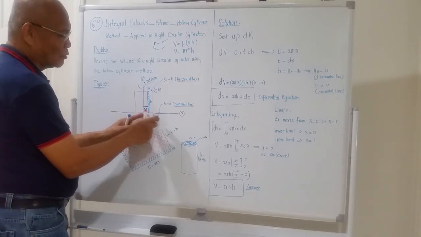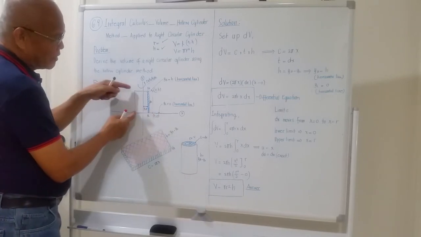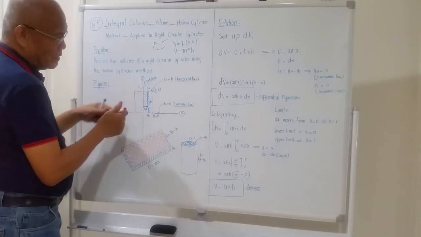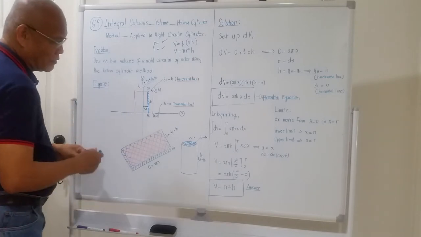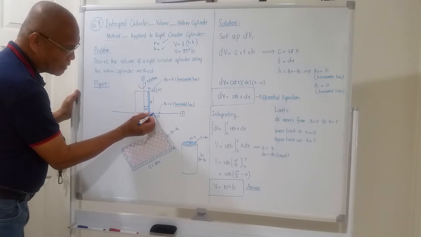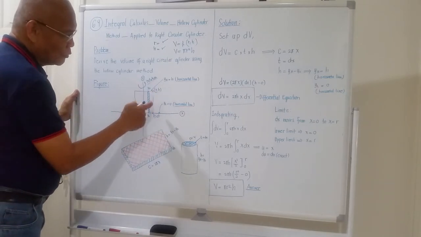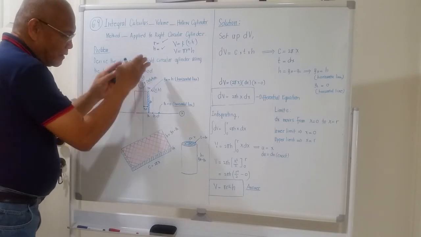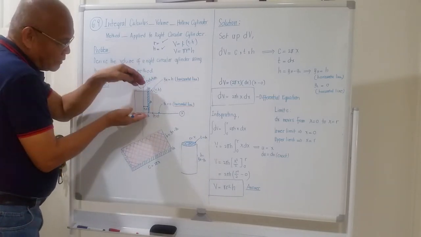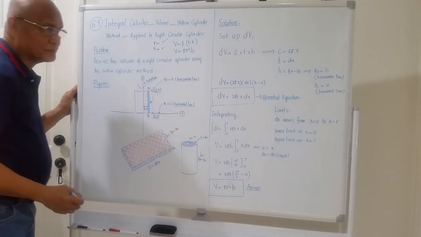This length here is the radius of the right circular cylinder, and this height here is the height. So if we place the coordinates of the corners of the cylinder, this should be R, 0. The top portion will be R and H. The abscissa is R, the ordinate is H. So this is R and H, and this is R and 0.